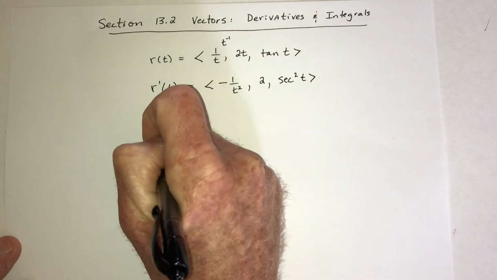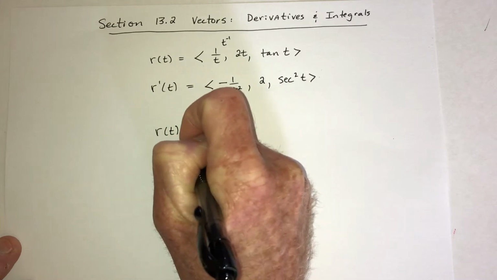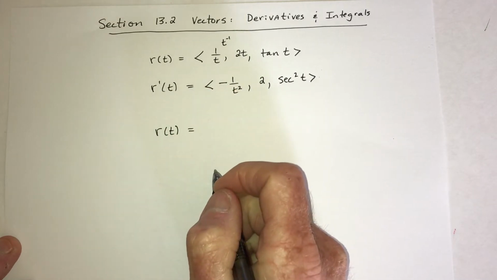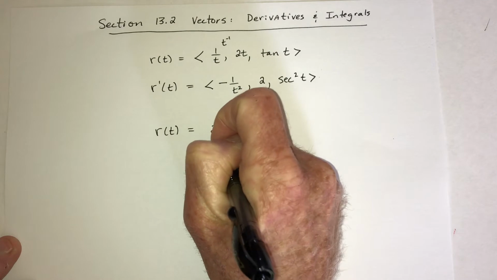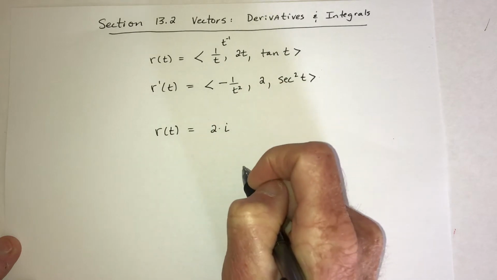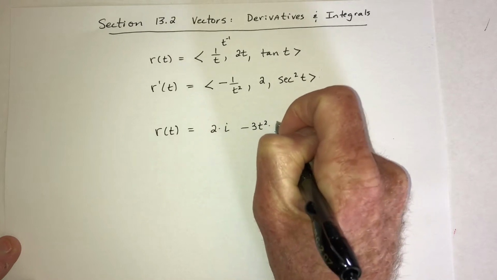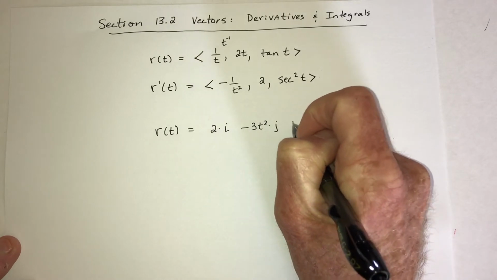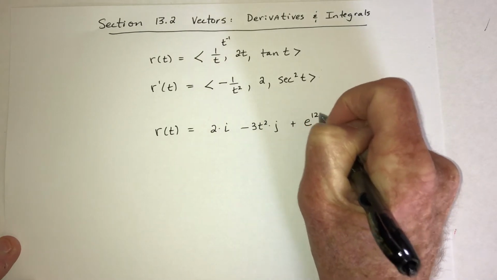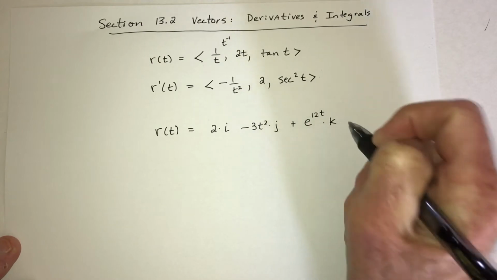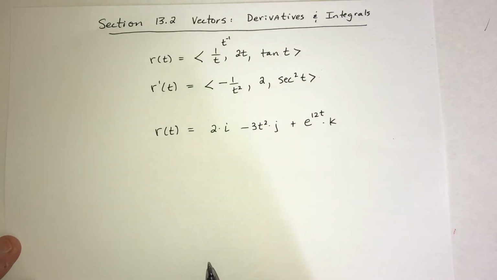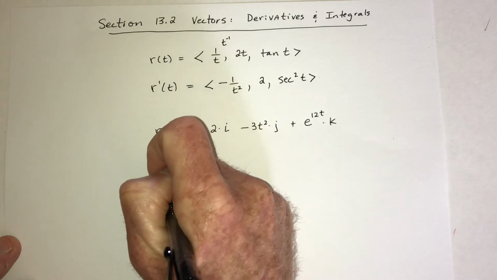Now it could be that the function is written with the ijk notation. So this one's going to be 2i minus 3t squared for the j component, plus e to the 12t for the k component. Then what's the derivative?